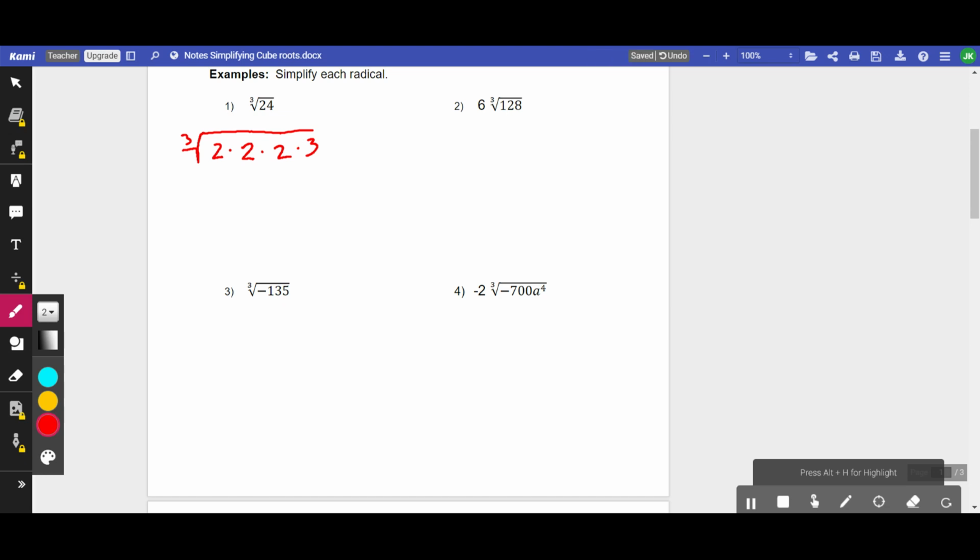And then remember, now that you have your list of prime factors, you're taking them out in groups of 3. So this group of three 2s can come out here, so this will be 2. So this will be 2 cube root of 3 for your answer for this one. That would be your simplified radical.